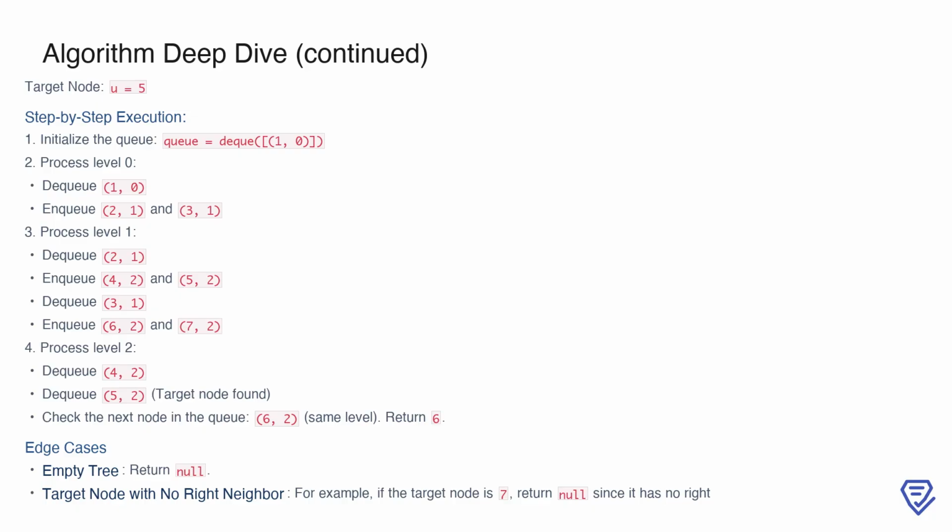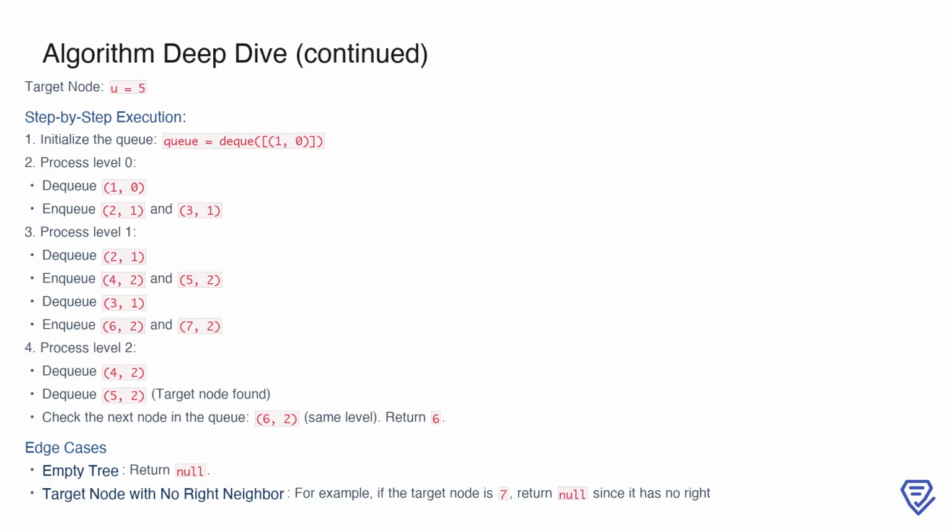Imagine a binary tree where the root node is 1, with two children, 2 and 3. Each of these nodes has two children as well, forming the next level. Specifically, 2 has children 4 and 5, while 3 has children 6 and 7. The target node U is 5.